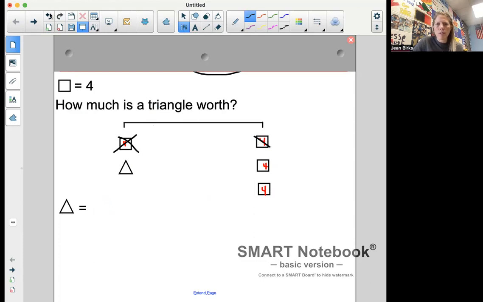Another strategy I could have done here is put all your 4s in. So I know that this entire side weighs 4 plus 4 plus 4. So this side weighs 12 pounds. And it has to equal the same weight on this side of the scale. So I know that 4 plus something has to equal 12. Well, I'm thinking, okay, 4 plus what is 12? 4 plus 8 is 12. I still got the same answer. I could do it that way too.